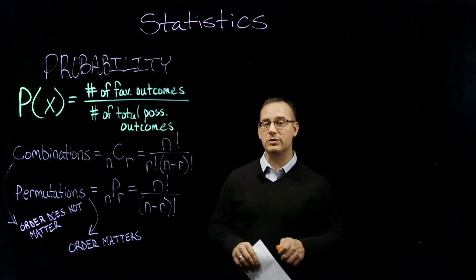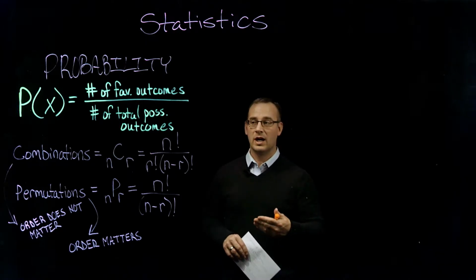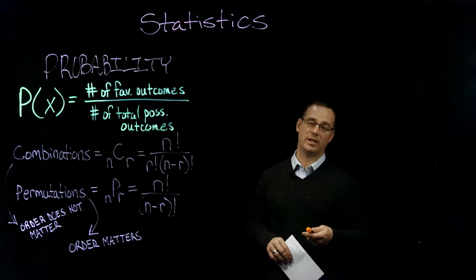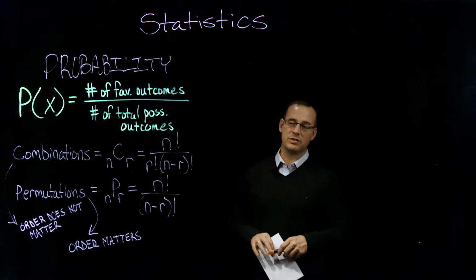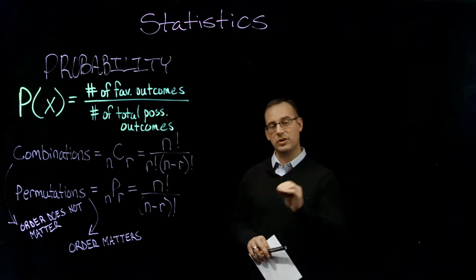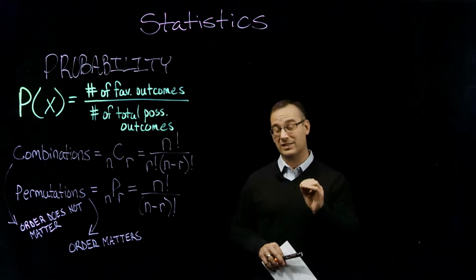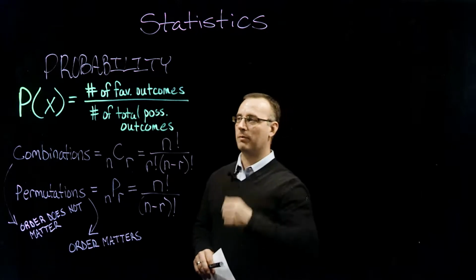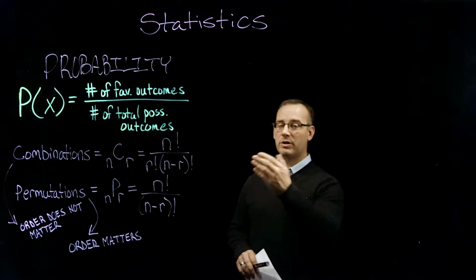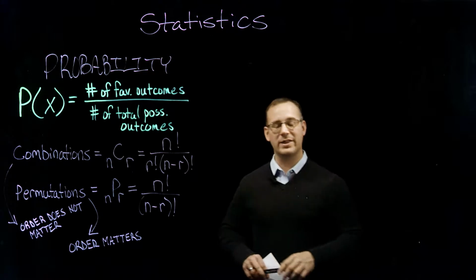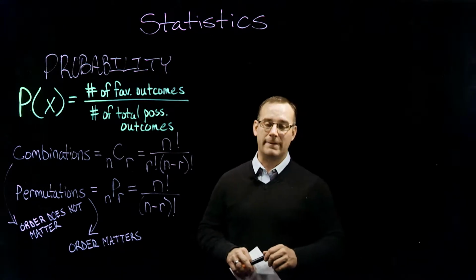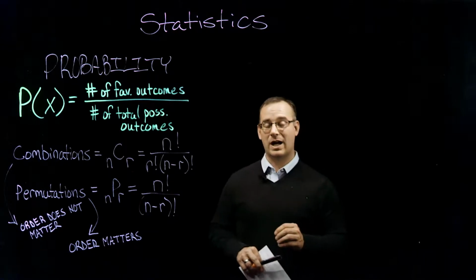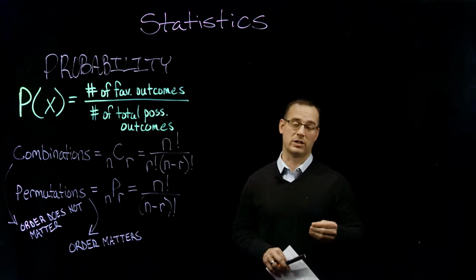Today we're going to start introducing the concept of combinations and permutations and using those to help us calculate probability. So before we get to combinations and permutations, let's quickly review our basic and essential formula for calculating probability. In essence, probability is the number of favorable outcomes divided by the number of total outcomes. That lets us calculate how often an event occurs.